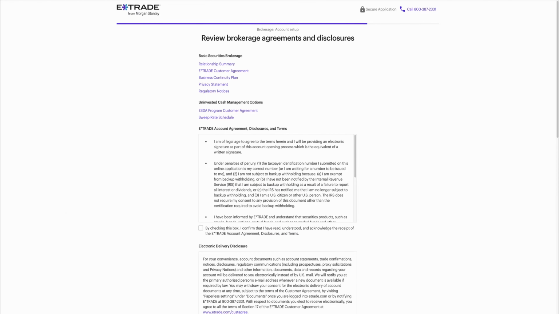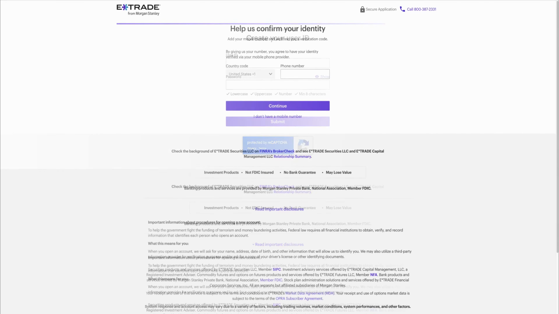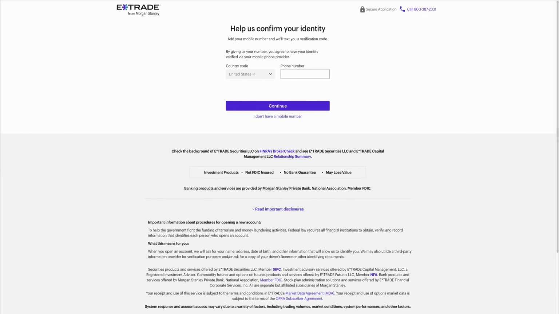We are almost there. Read and accept the agreement and disclosures, and then create your user ID and password. Make sure you remember your password and ID, as you will use them constantly to log into the website, so they're kind of essential. Click continue and then you will be asked to enter your phone number in order to confirm your account. Usually at the end of the process you shall get the following message.